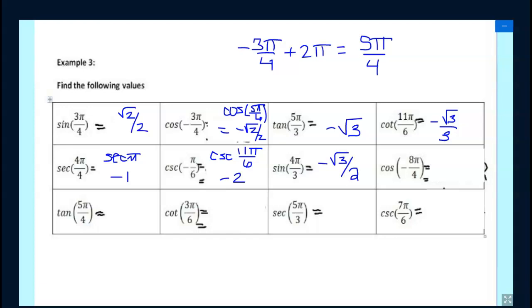Cosine of negative 8π over 4, you need to simplify your negative 8 over 4 to start. So you get the cosine of negative 2π. Well, you'd add 2π to that, which becomes the cosine of 0. And cosine of 0 is 1.